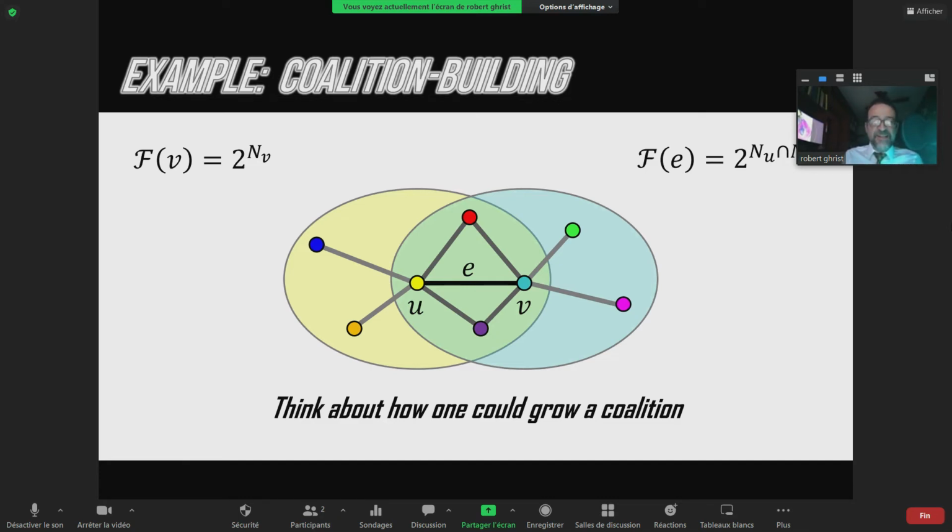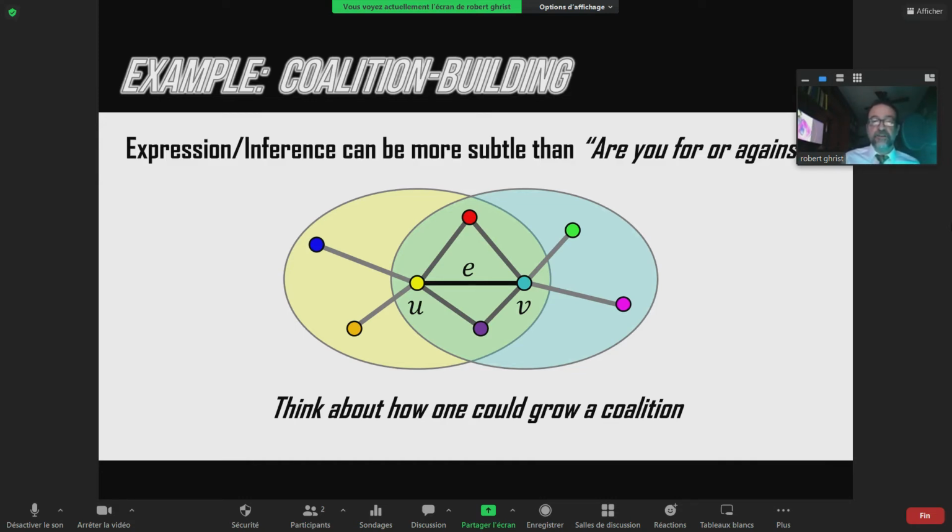But how do you go about doing that? How do you go about solving that kind of problem? And how do you do things that are more subtle than just yes or no, for or against?